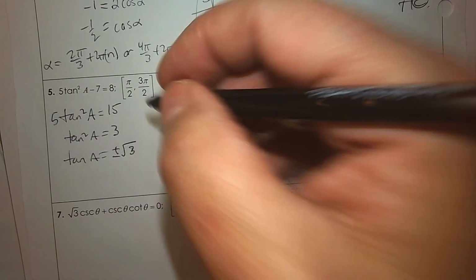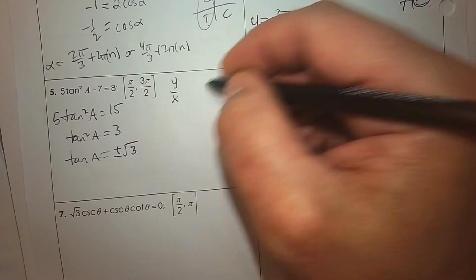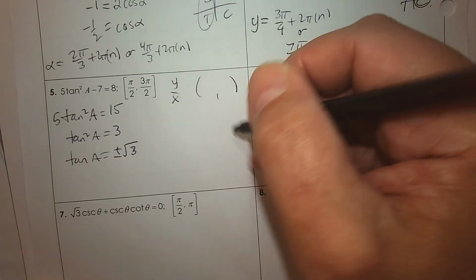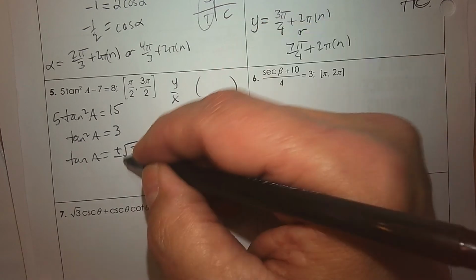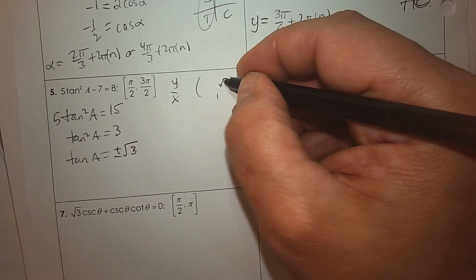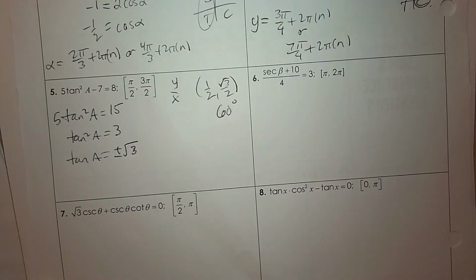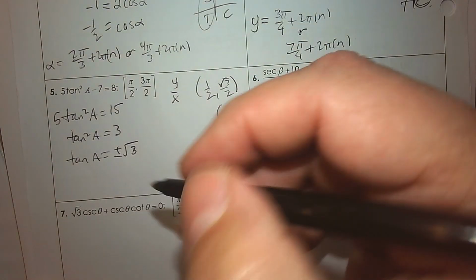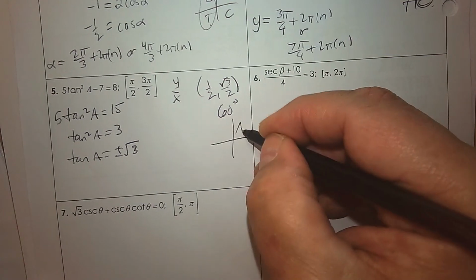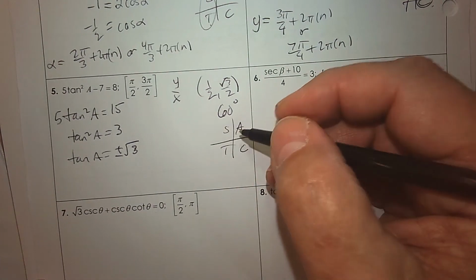So the rule for tangent is y divided by x. So what point on the unit circle when I go y divided by x gives me that answer? So that's root 3 over 2 and 1/2. So that means the reference angle is 60. So I need to understand that all, so where is it negative and where is it positive?